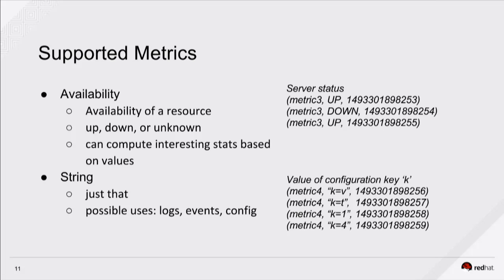And the last one is string. And there are a few possible uses. This is the one that we added the latest in the set of metrics, probably a year ago. And one of the first things that we've seen it being used for is configuration. What's the value of a key at a certain point in time?